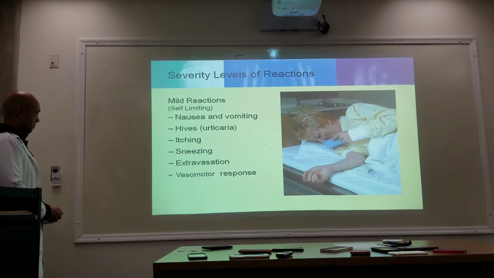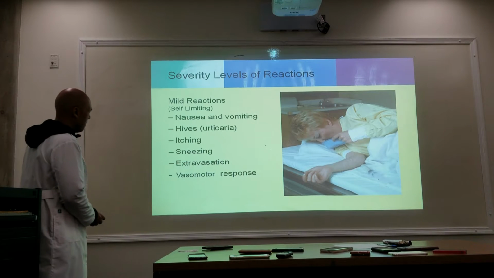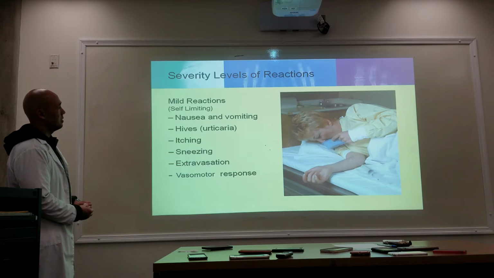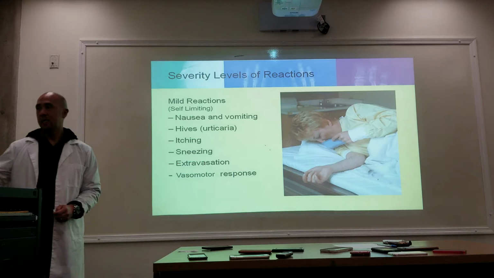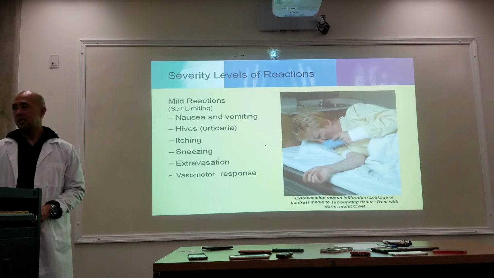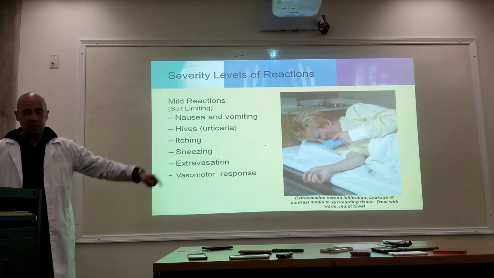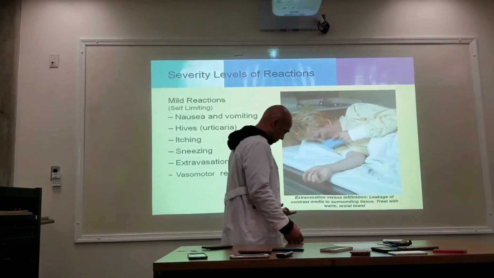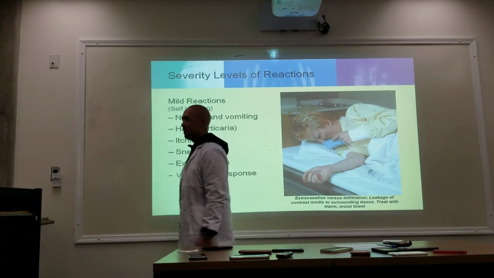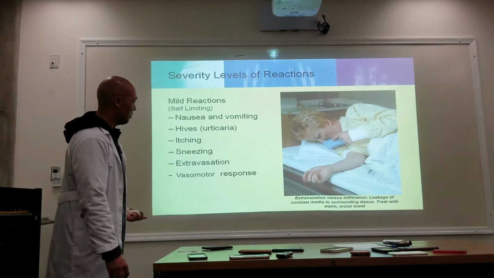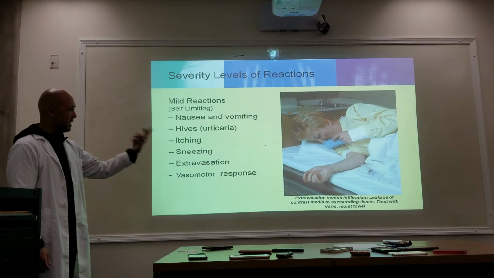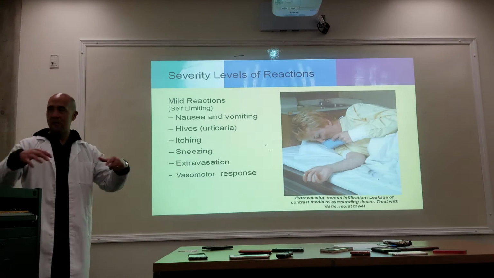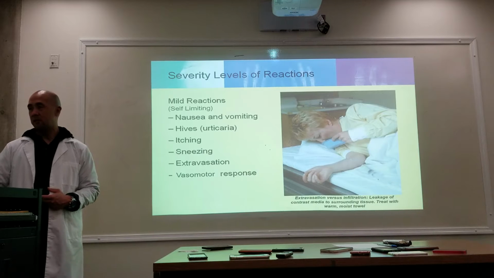Mild reactions include nausea and vomiting, hives, itching, sneezing, extravasation, also a vasomotor response. And then we talked about extravasation versus infiltration. So part of the things that you're going to have ready in your room is some towels, just in case you have some issues with extravasation or infiltration. You should have towels ready in case the patient feels nauseous and wants to throw up. So you have those available. That's part of the equipment and things that you need to gather for the procedure.